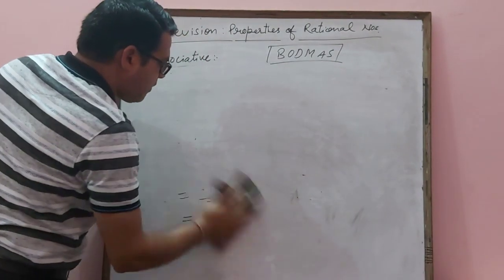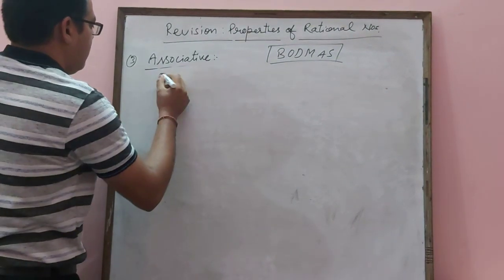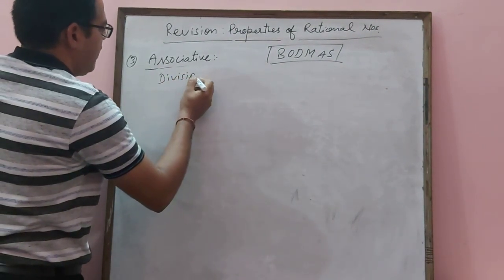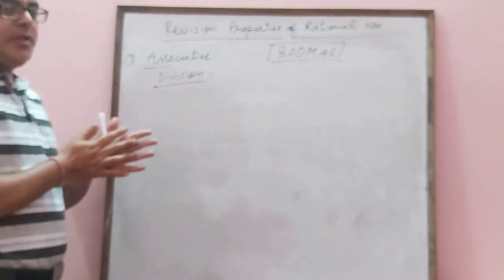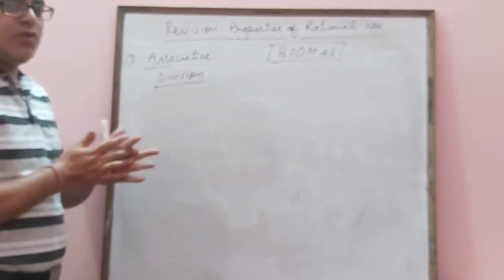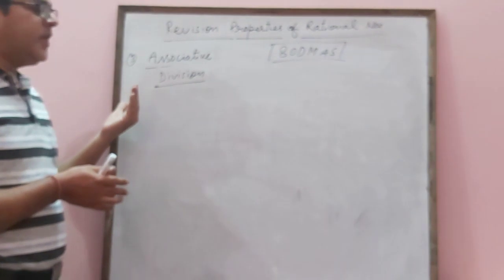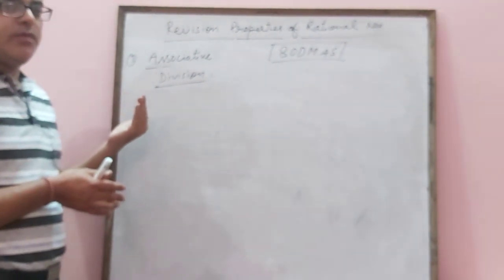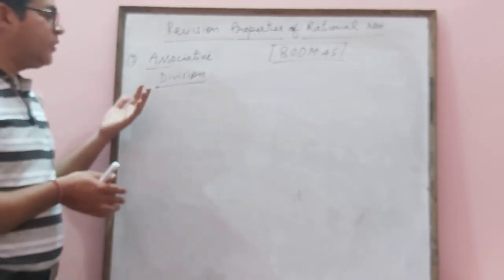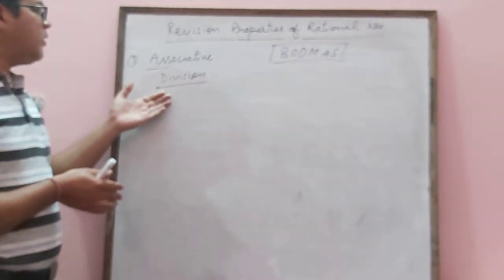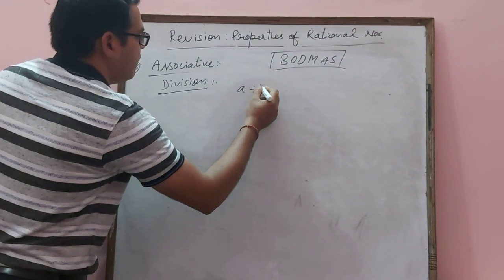Now we'll check for division. What do you think, guys? Is it true for division also? It is not true. Why is it not true? Since we know that, just before we discussed, division is not commutative. Also, division is not a closed operation. So division is also not associative. We will prove it.